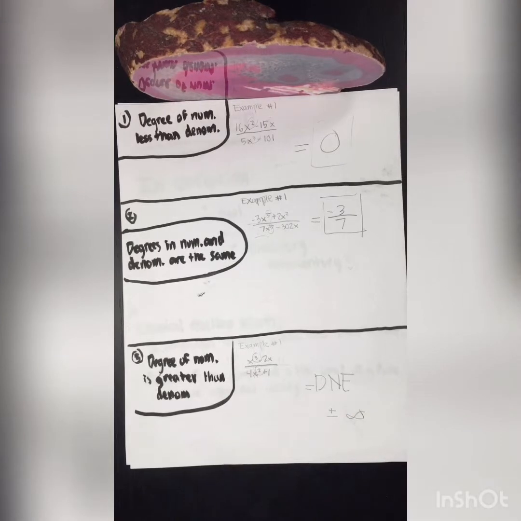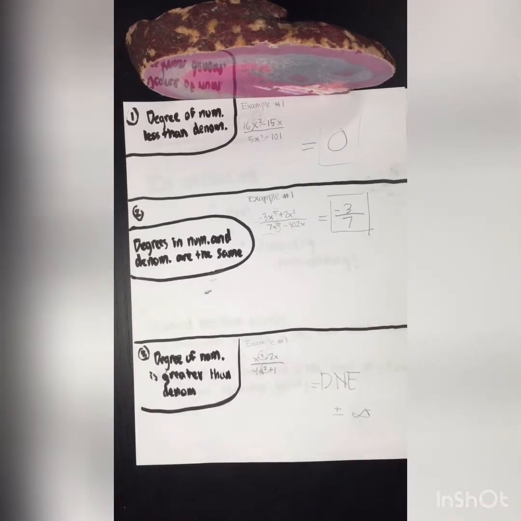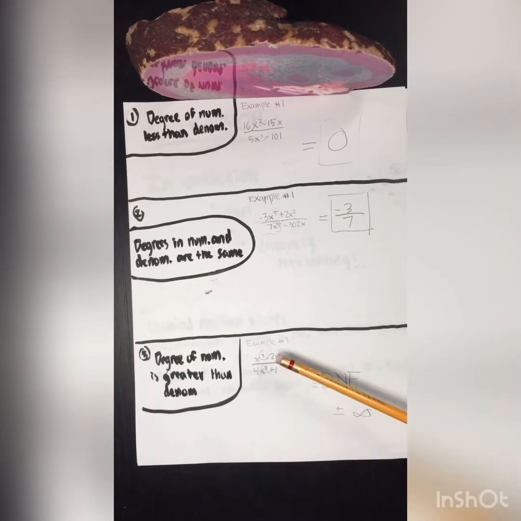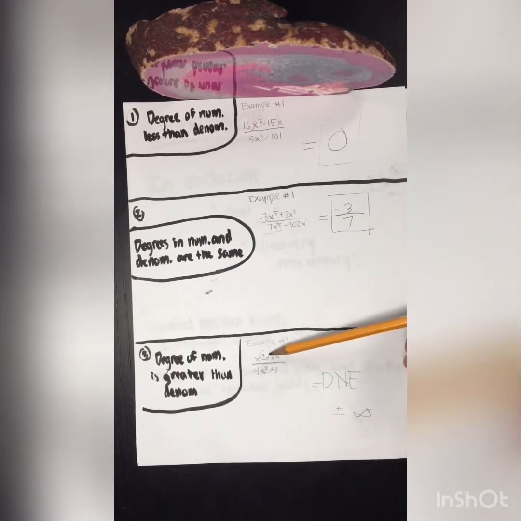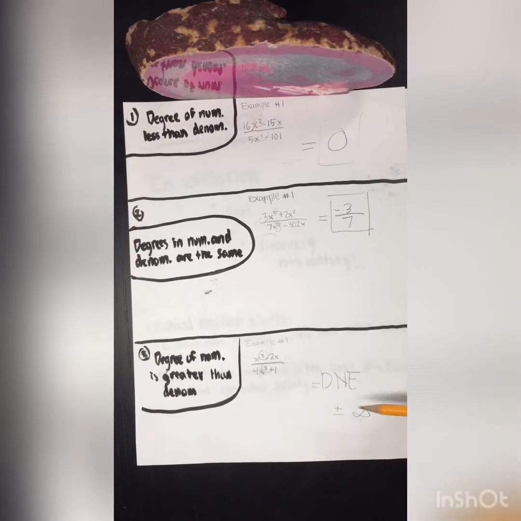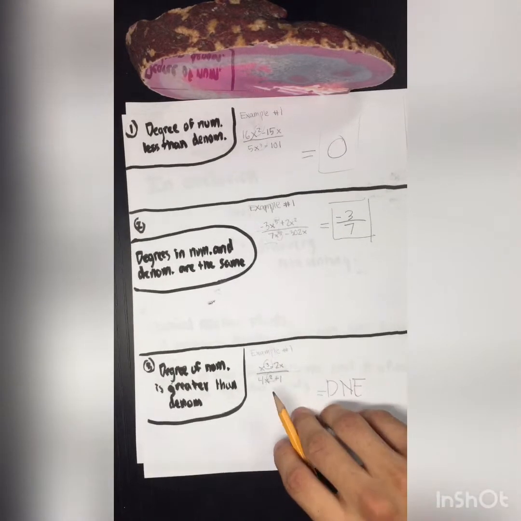For the third type of problems, where the degree of the numerator is greater than that of the denominator, we can see this example: x cubed minus 2x divided by 4x squared plus 1. We can see that the degree on the top is greater than the degree on the bottom, 3 versus 2. So the rule that applies automatically is that the limit does not exist, unless your teacher says it is okay for you to write it differently, in which case you can give the answer as positive infinity or negative infinity.